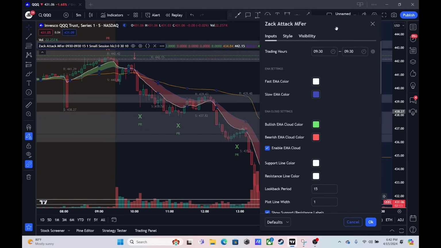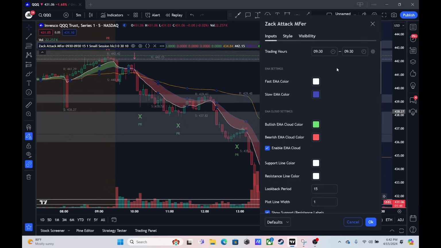So number one is the trading hours. The trading hours does default to Eastern time. I don't know if that's because I created it on Eastern time, or that's just the general consensus of how things work, but 9:30 Eastern time, for me, is the beginning of the markets, right? So if your markets start at a different time, if your markets start at 10, you can set that to 10. You can set it to whatever time you want.